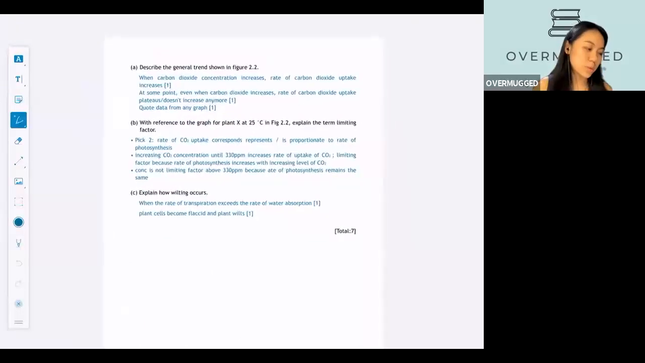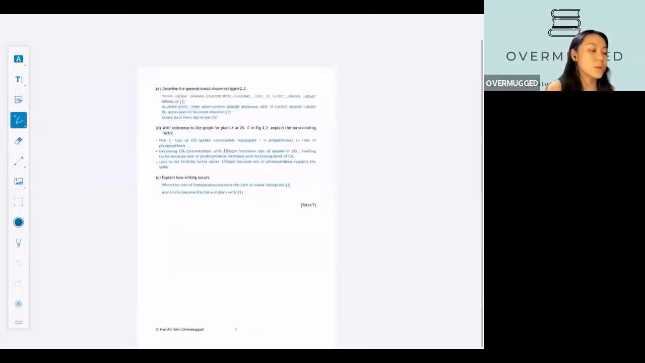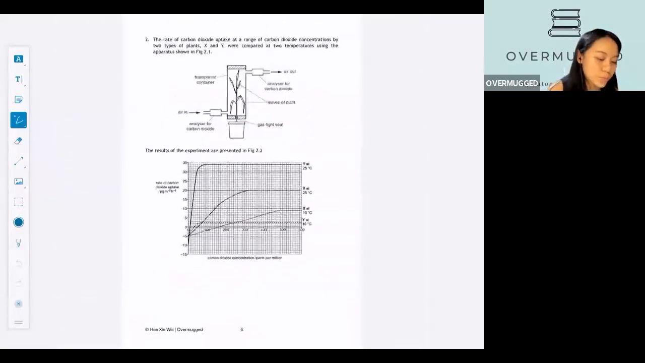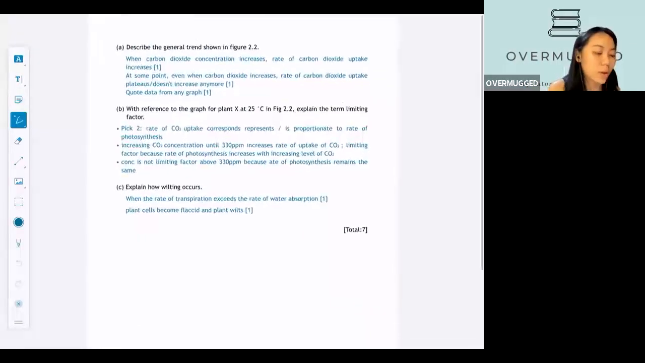Question two is a data question, so let's talk a little bit about this. It asks to describe the general trend shown in figure 2.2. Because they are asking for the general trend, you don't have to go into all four graphs, just a very generic one. There is one general trend across the four graphs: it will increase, then it will plateau. So you will say that as carbon dioxide concentration increases, the rate of carbon dioxide uptake increases, and then at some point it doesn't increase anymore.